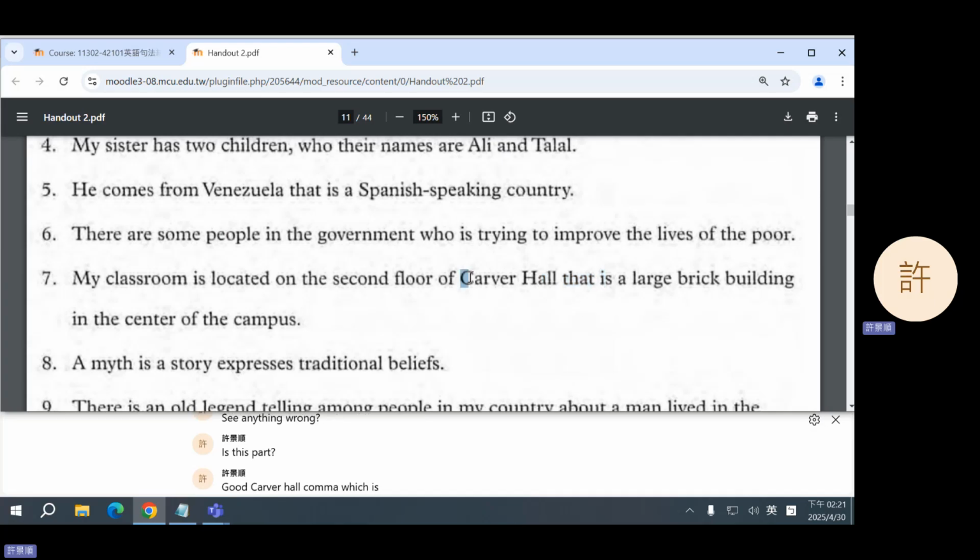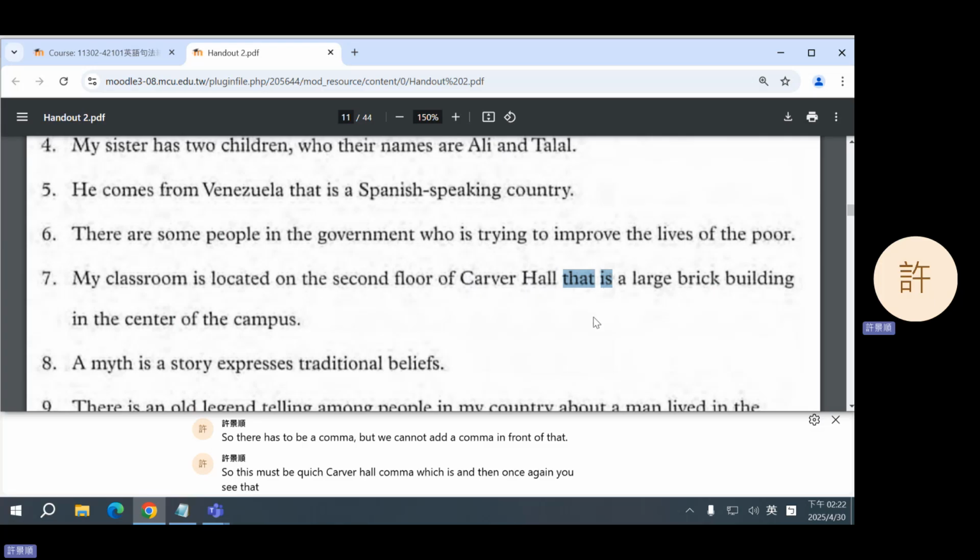There is only one Carver Hall. This is extra information that does not change the meaning of Carver Hall. So there has to be a comma. But we cannot add a comma in front of that. So this must be which. Carver Hall, comma, which is. And then once again, you see that this is a relative pronoun plus be verb. So if you want, you can just take this part out.